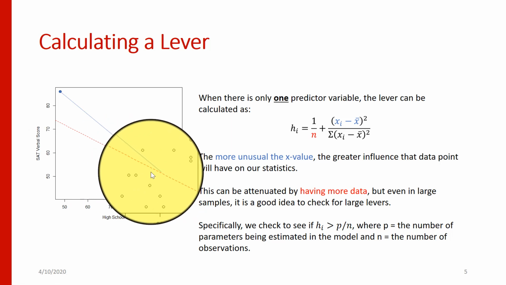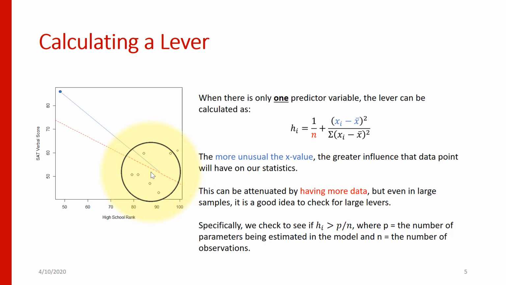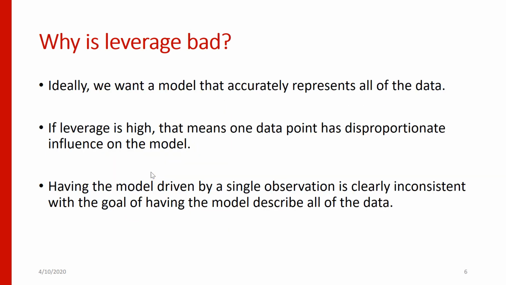So this isn't necessarily grounds for exclusion in and of itself, but having those large lever values means we do want to take another look at our data and try to understand why we have that increased variability in the x-axis. So we want to check that, though, because ideally we want a model that accurately represents all of the data. If leverage is high, that means that one data point is having disproportionate influence in our model, or at least has the potential to have disproportionate influence on our model. And if our model is being driven by a single observation, that's clearly inconsistent with the goal of having the model describe all of the data.